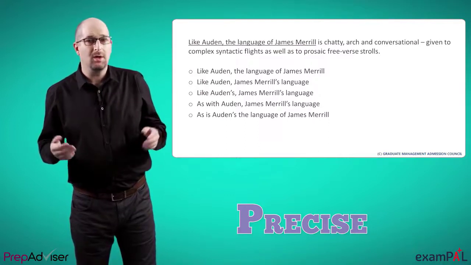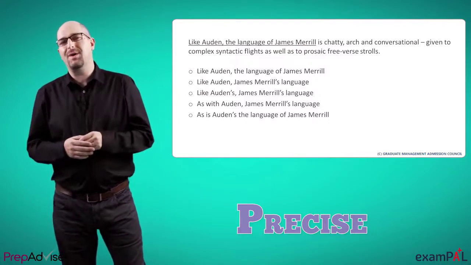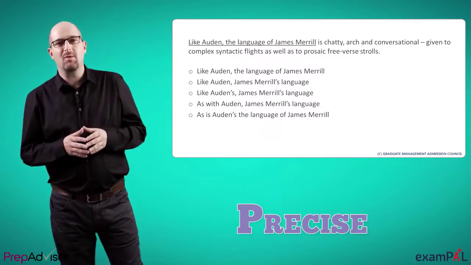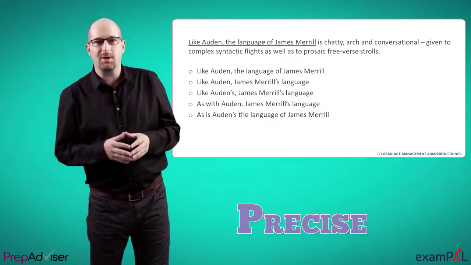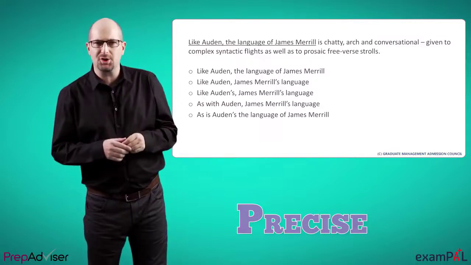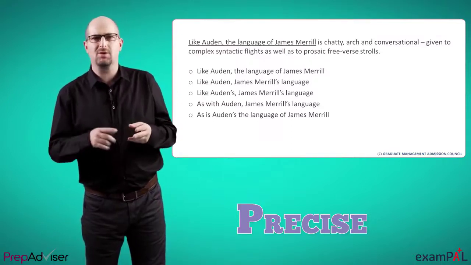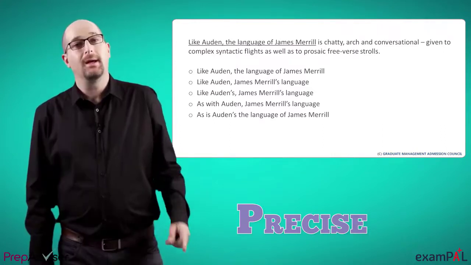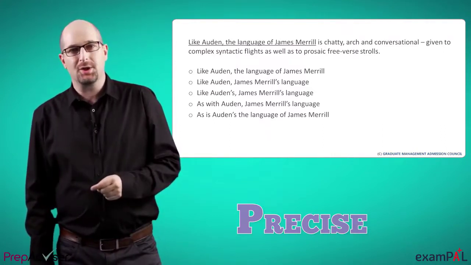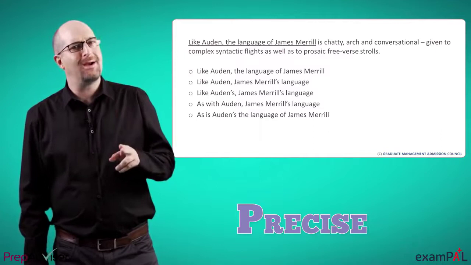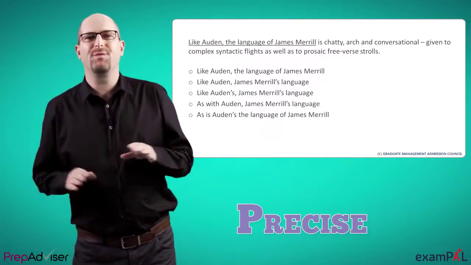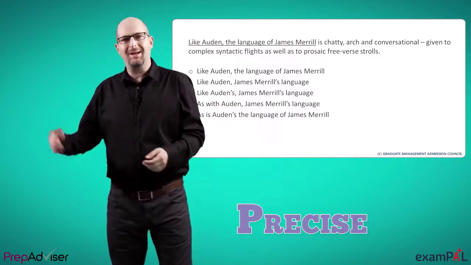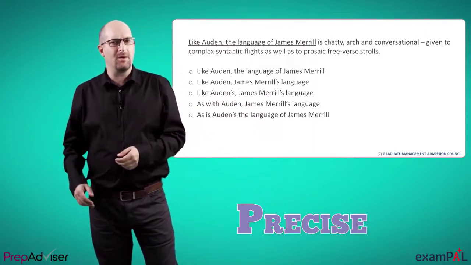How so? This question exemplifies something called parallelism. This means that when there's a connection between parts of the sentence with the same function, verbs, pronouns, clauses, etc., they must have the same form. Here, the underlined section makes the mistake of creating a parallel between 2 things which are fundamentally different: a person, Auden, and a language, that of James Merrill.